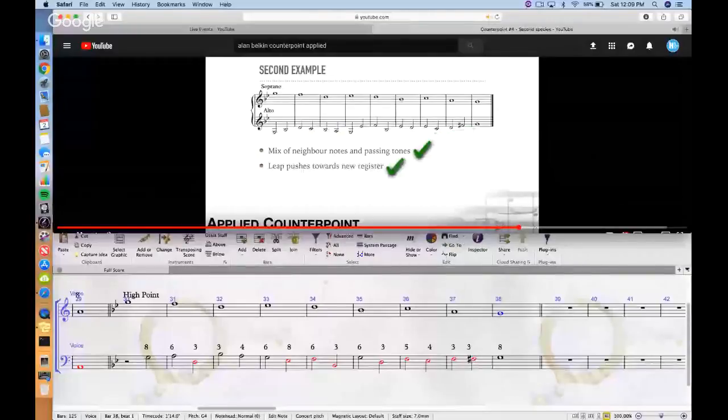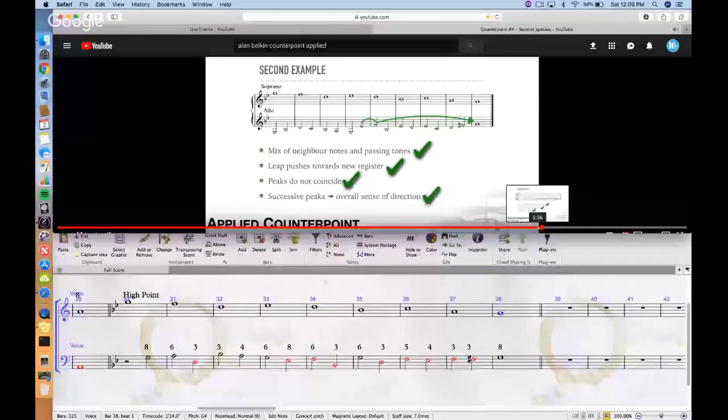Once again, the peaks of the two lines do not coincide. Notice also the succession of the highest notes, E flat and F in bars 4 and 5, and the high G at the end. When successive peaks rise step by step like this, gives the phrase a nice overall sense of direction. Now here's an example with a few problems.